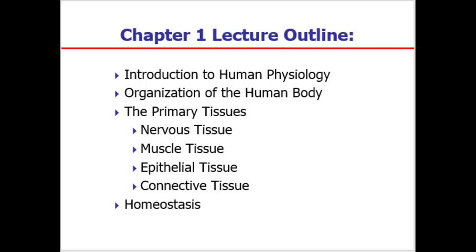On the first slide, you'll always have an outline. We're going to go over an introduction to human physiology, the organization of the human body, and the four primary tissues. And then finally, we're going to talk about homeostasis. That's an important concept to have right out of the gate. It's going to be used throughout the semester, so having a good handle on the concept of homeostasis will be really important. And we'll tackle that here in Chapter 1.